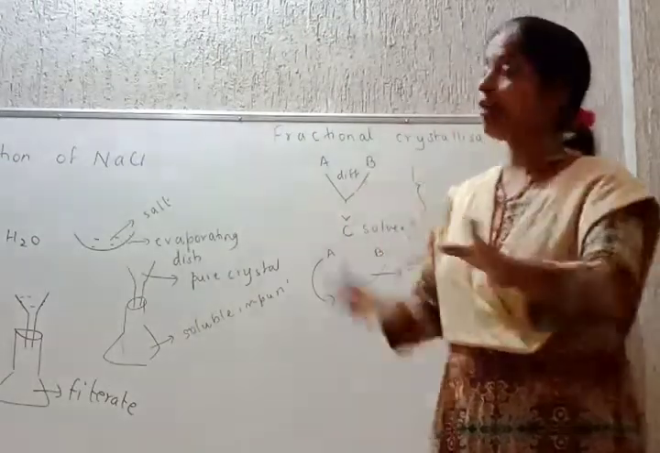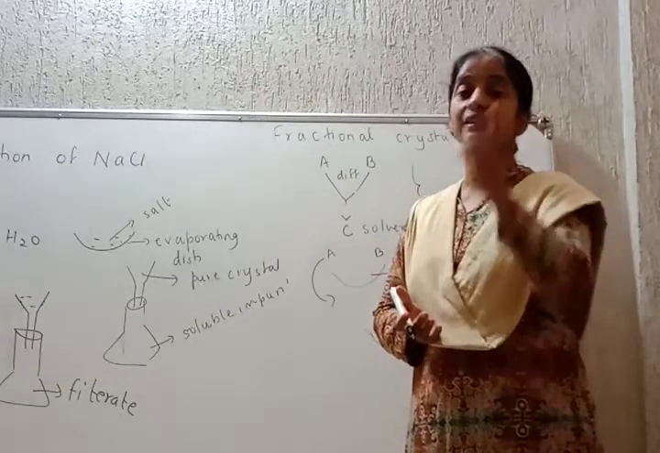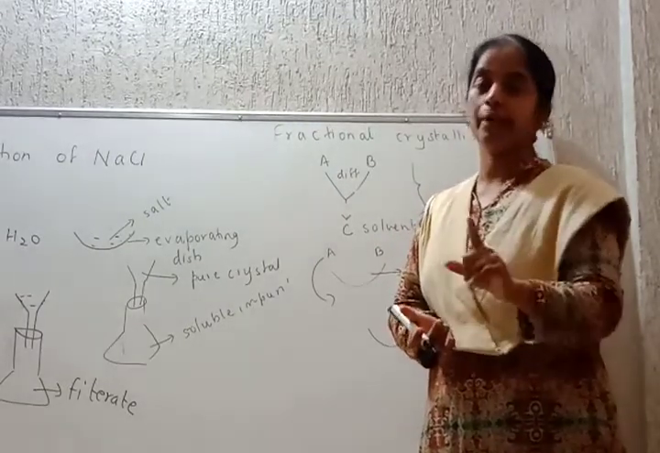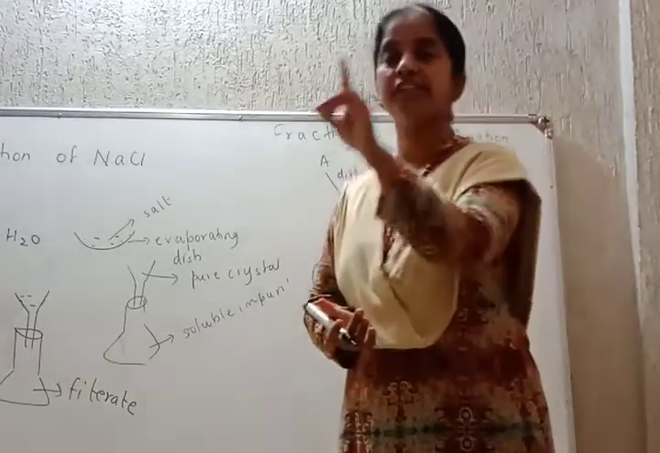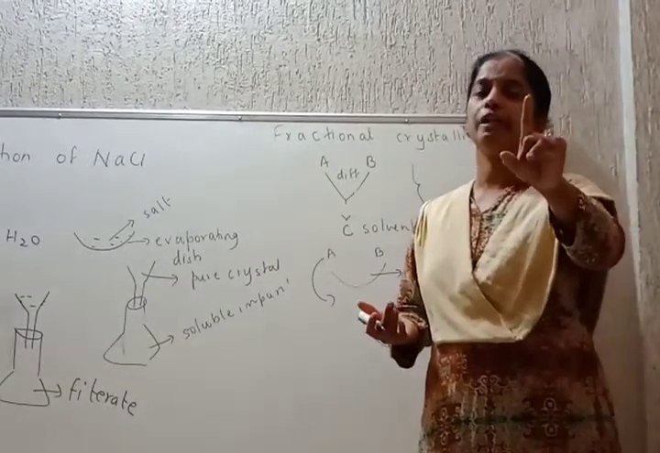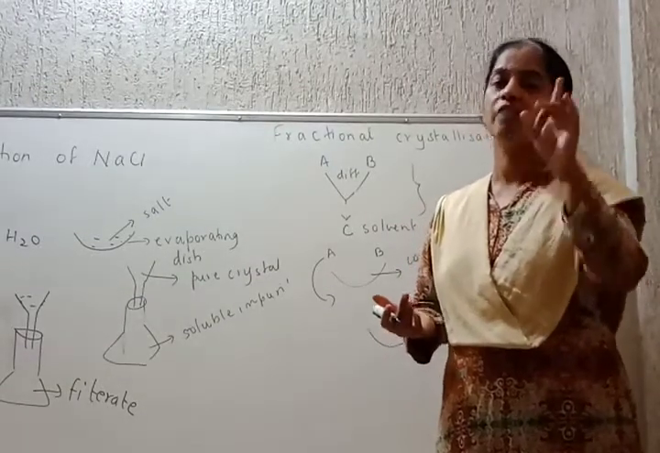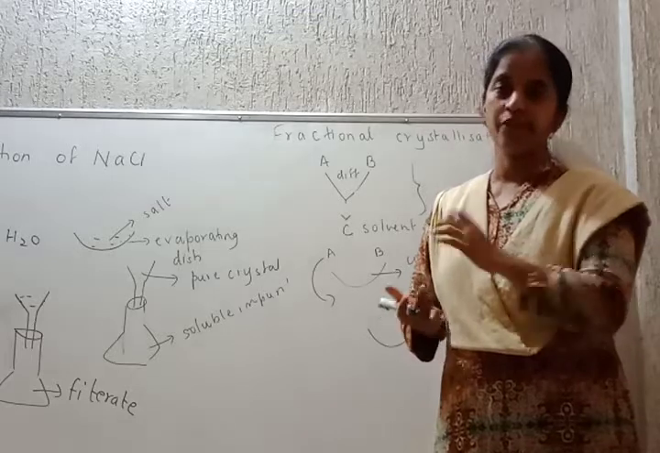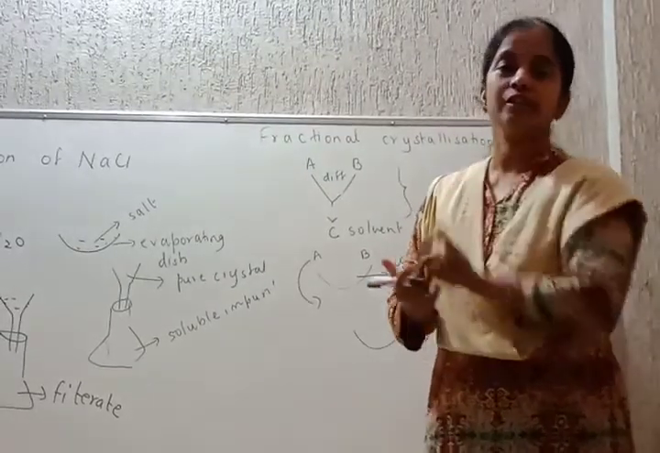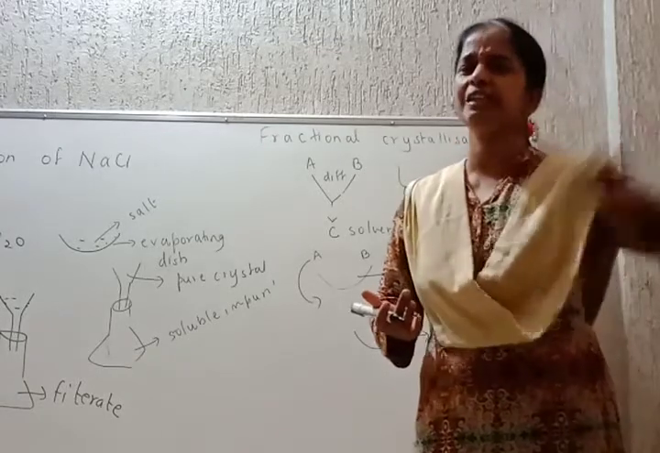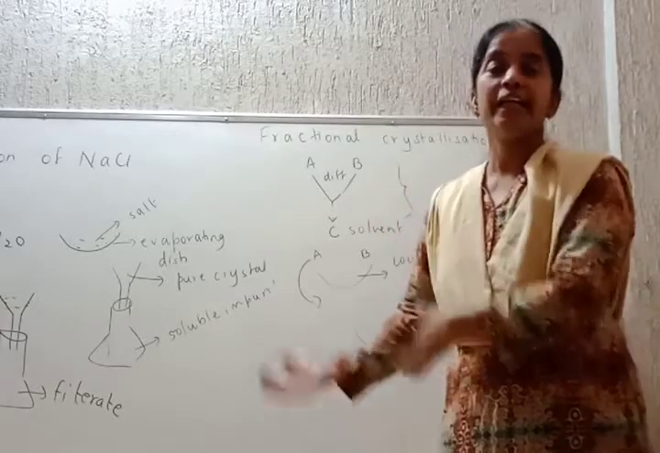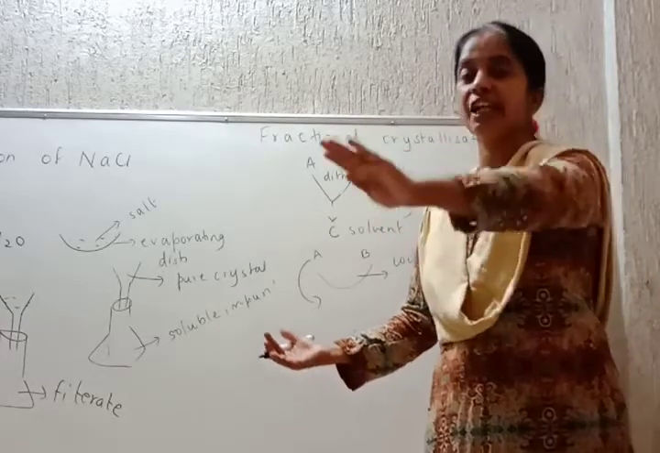Fractional crystallization involves the separation of two solutes dissolved in the same solvent at the same temperature, but their solubility levels are different. Heat them. Remove the insoluble impurities by using the method of filtration, that is funnel and filter paper. Take an evaporating dish. Pour the solution. First, let me say A crystallizes out as its solubility level is different. B is left behind.